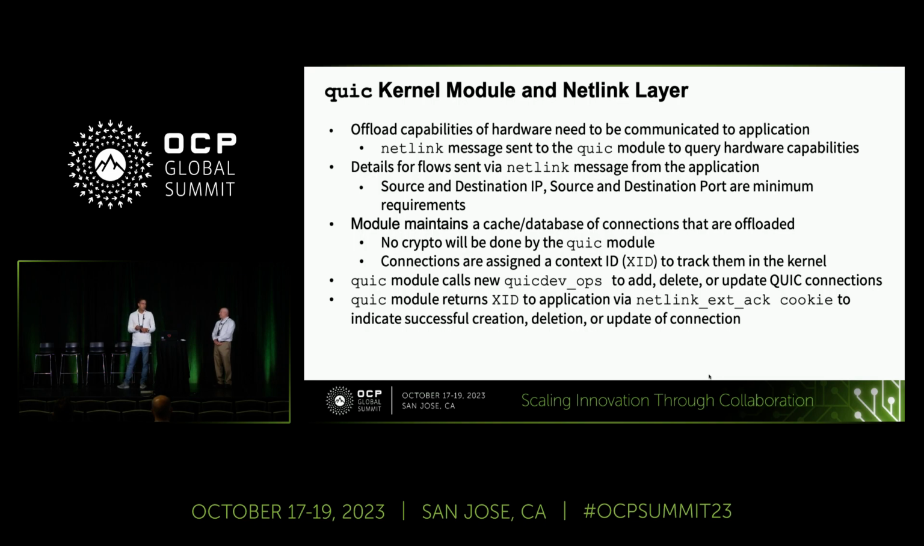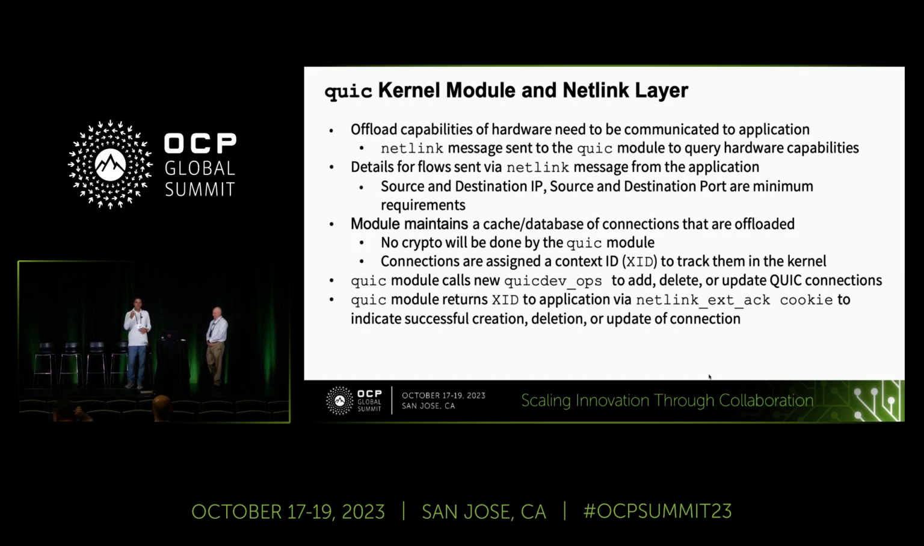Now, one of the reasons why we're using netlink for this versus setsockopt is that with netlink, we can actually return a value back to the application. So when we return this XID back to the application, we're creating a contract and we're telling that application, every time you call sendmsg in the future on this flow, give me that XID back. And that's sent as ancillary data to the sendmsg call.